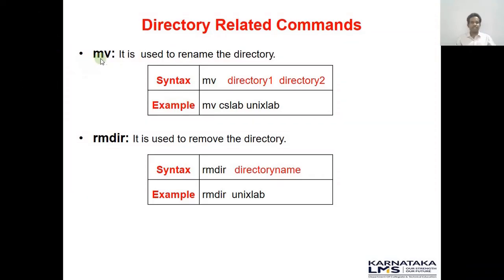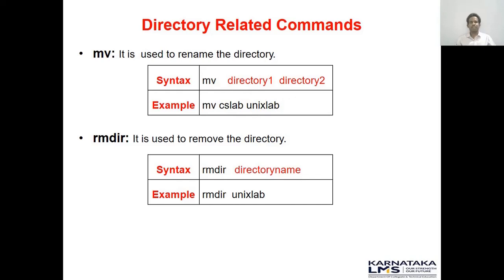Next, mv command. It is used to rename the directory. Syntax: mv directory 1 directory 2. Here directory 1 is renamed to directory 2. For example, mv cslab space unixlab. Here cslab is renamed to unixlab.